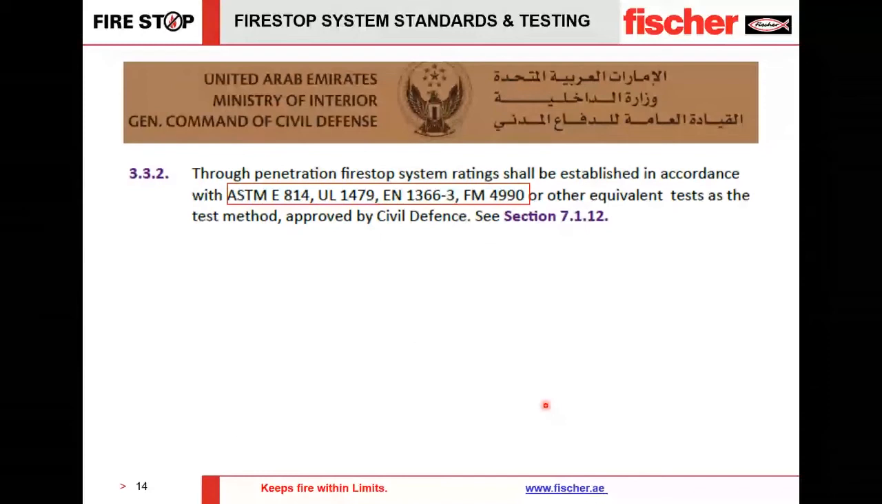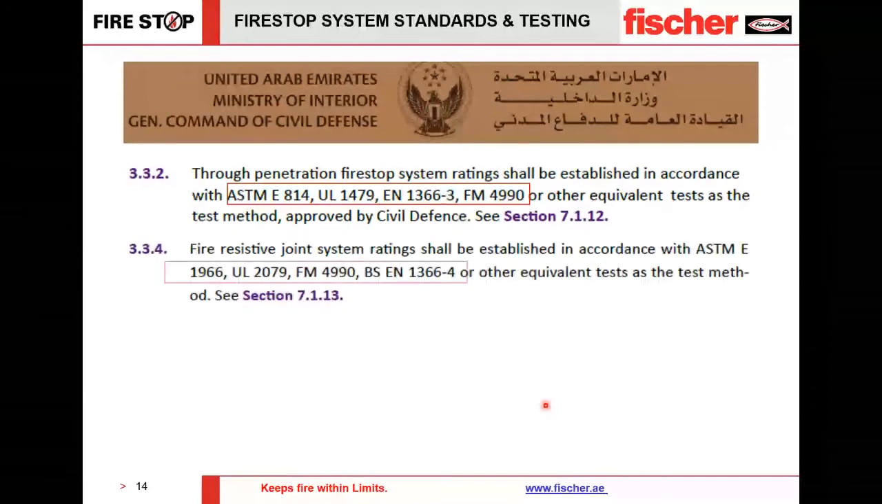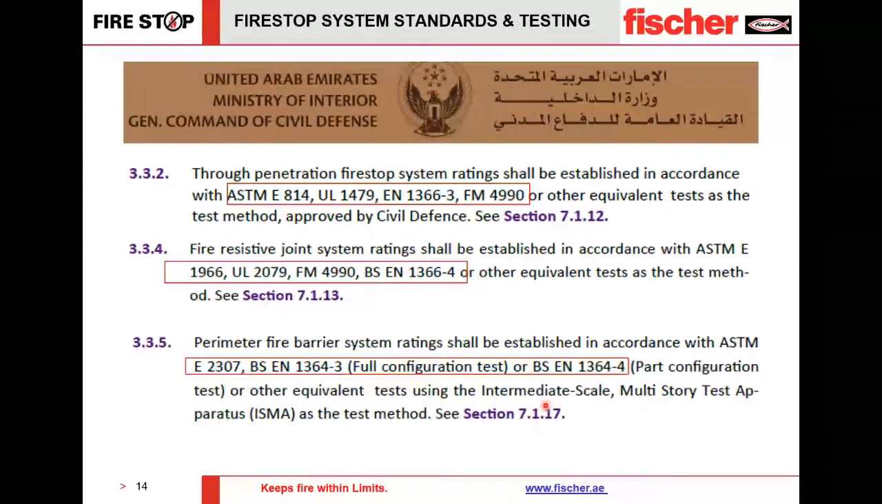Similarly, for the fire resistive joint system, ASTM E1966, UL2079, BS EN 1366 Part 4 are the acceptable codes, among others. Finally, for perimeter fire barrier system, the codes that are acceptable are ASTM E2307, BS EN 1364 Part 3, and Part 4 for perimeter fire barriers. Similarly, for other regions, including Saudi Arabia or Oman, all of these have similar test standard requirements.